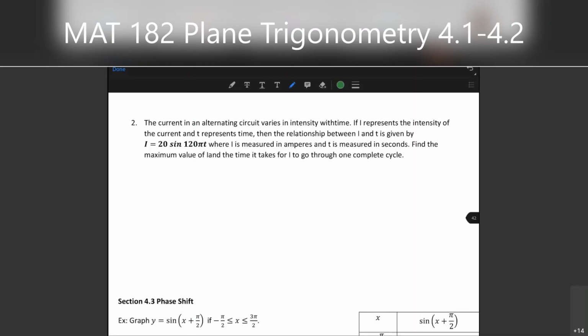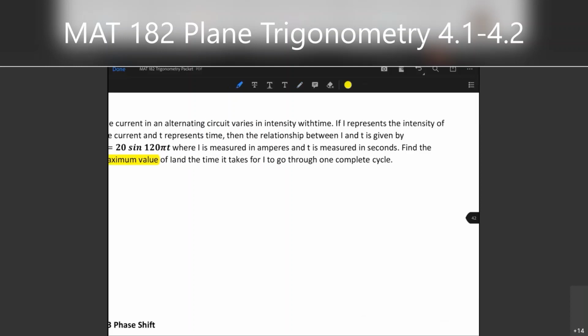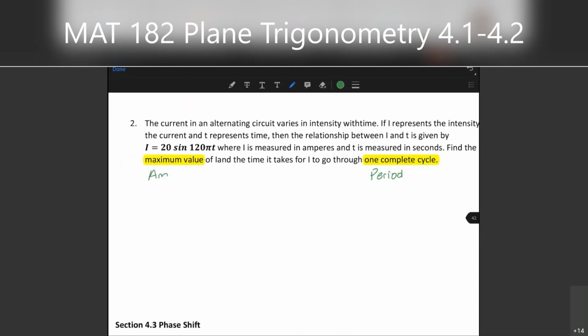So if I'm looking at these questions, I want to find the maximum value. Really just the amplitude. And we want the time it takes to go through one complete cycle. Well, one complete cycle we just call the period. So we're really asking a question, what is the period? And really, what is the amplitude? If we can find those two things in our function, I think we've got those two questions answered.